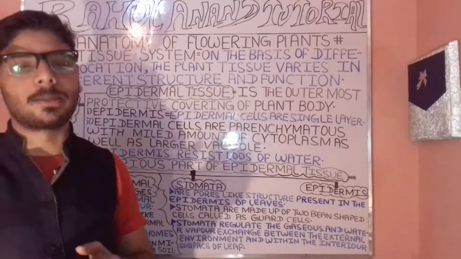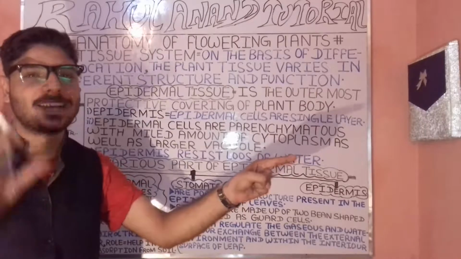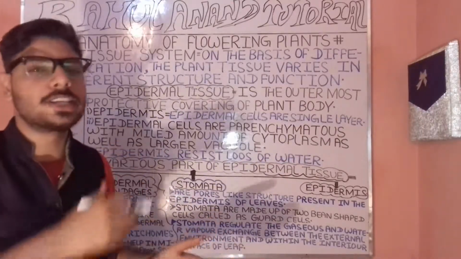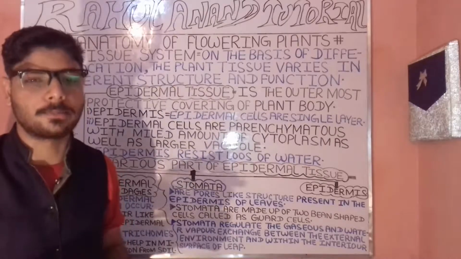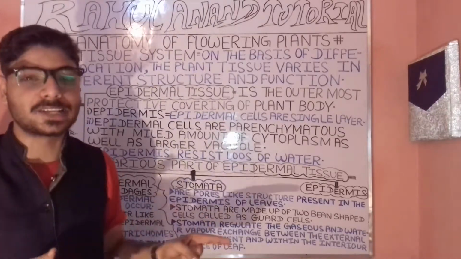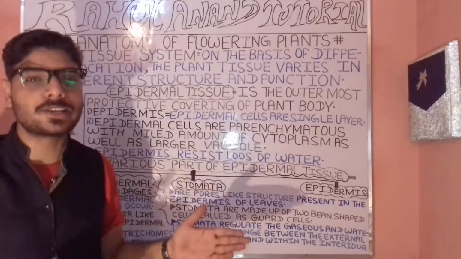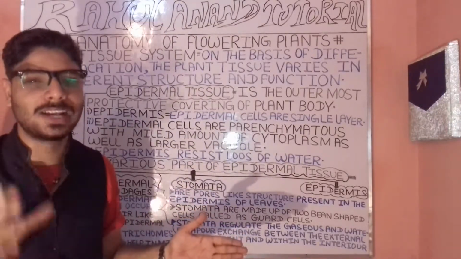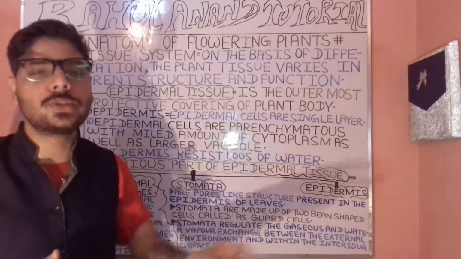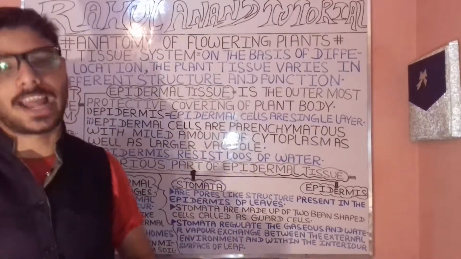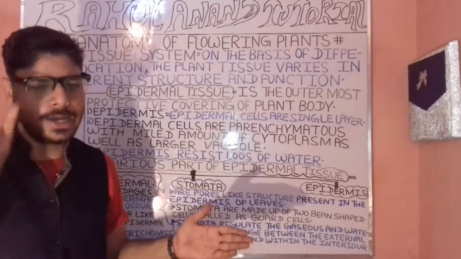When we are talking about the plant tissue system, you have to understand certain facts. Let's understand what the plant tissue system actually is. Based on the location, the plant tissues vary with reference to function as well as structure. You should be very clear about the function and the structure.